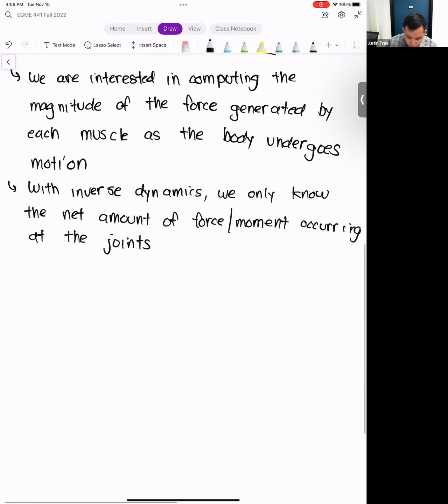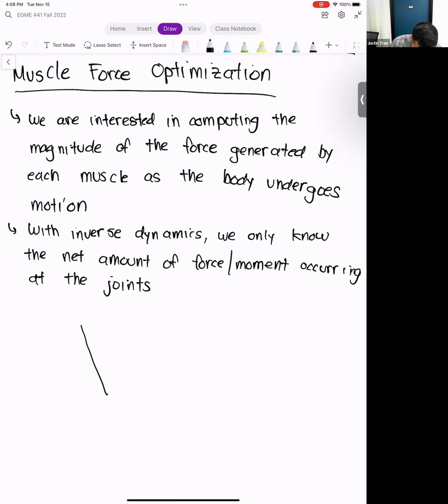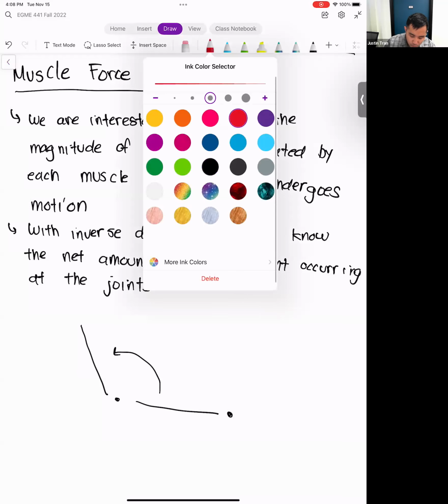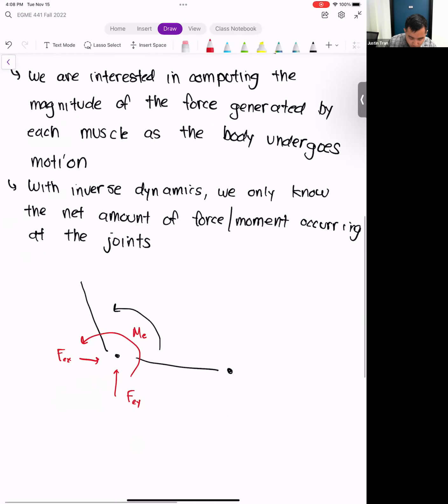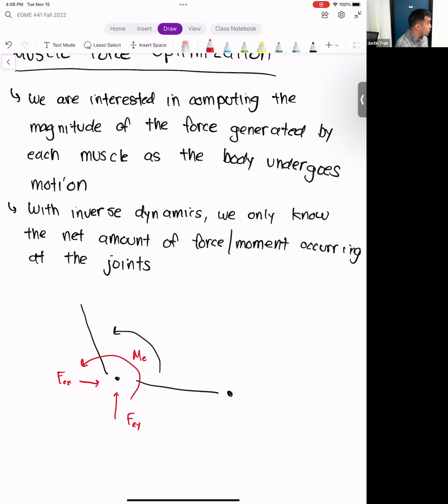Okay? In other words, say we have a situation like this. Let's say that this arm is going upwards like that. All we know so far from inverse dynamics is that there has to be maybe a net force this way. And so everything in red here, those are the net forces and net moments needed to produce this action of a simple dumbbell curl here.